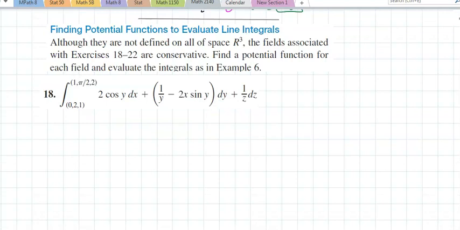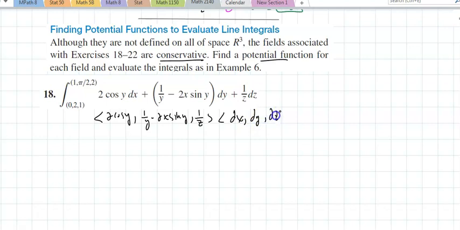On the last portion of this section, numbers 18 through 22, although they are not defined on all the spaces, that's okay, the vector fields associated with these exercises are conservative, so find a potential function. Again, you need to read what F is. F is twice the cosine of y, 1 over y minus 2x the sine of y, and 1 over z. Otherwise, you really have to memorize all of these different forms that they have, which we don't want. So, my F is right there. That is my vector field F.